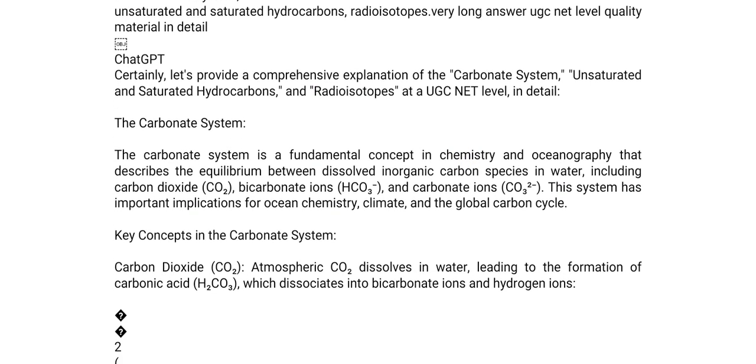The carbonate system. The carbonate system is a fundamental concept in chemistry and oceanography that describes the equilibrium between dissolved inorganic carbon species in water, including carbon dioxide, bicarbonate ions, along with carbonate ions. The system has important implications for ocean chemistry, climate, and the global carbon cycle.